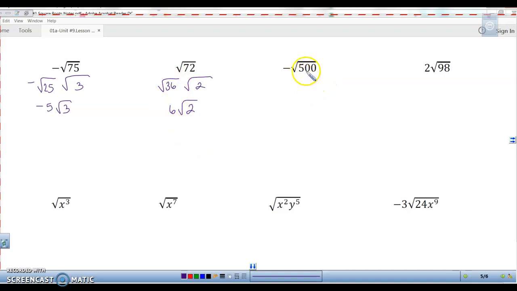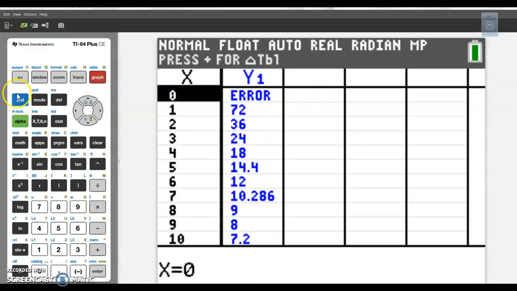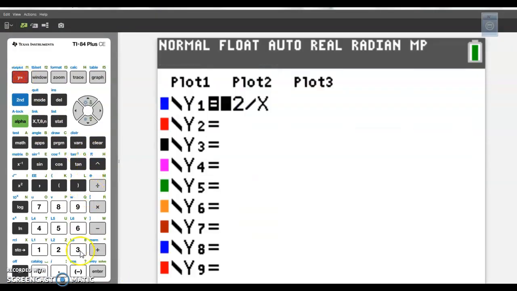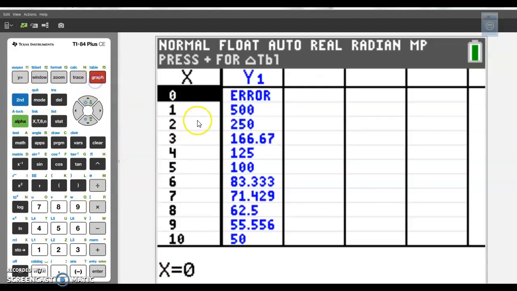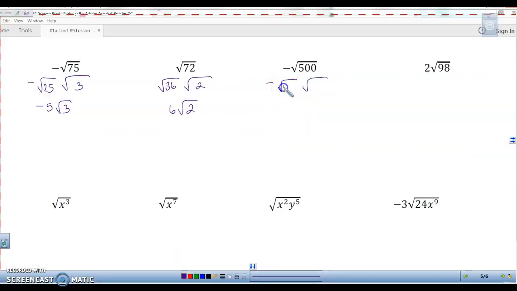Okay? The negative square root of 500. All right? The negative stays out front, and we'll worry about that. So we're going to have a negative answer when we're done. All right? So if I go to my calculator, I'm just going to do the 500 divided by x. And then if I go to my table, the first perfect square that you see is 100 in the blue column. So it's 100 times 5. The square root of 100 is 10. So this is actually going to be negative 10 times the square root of 5.